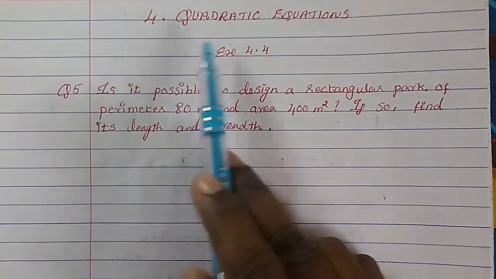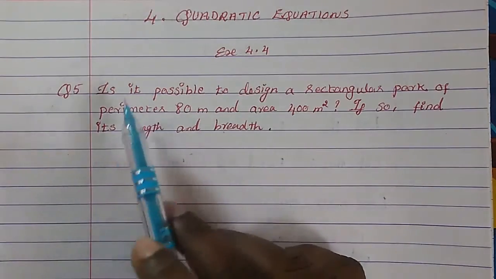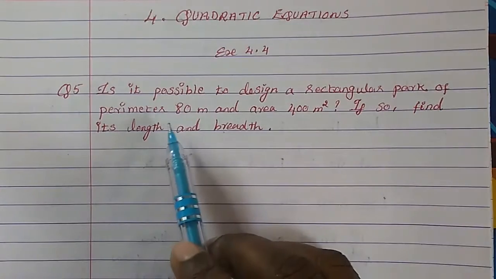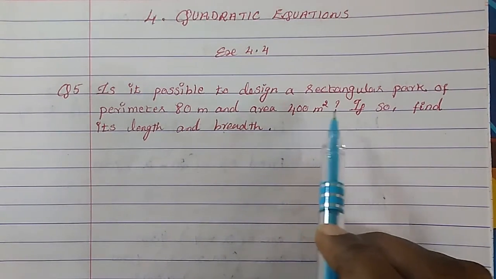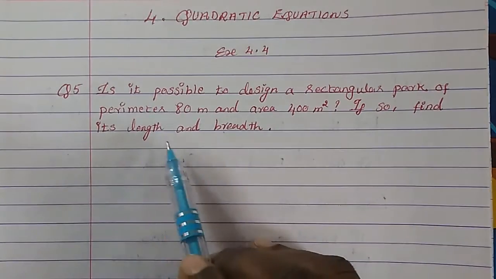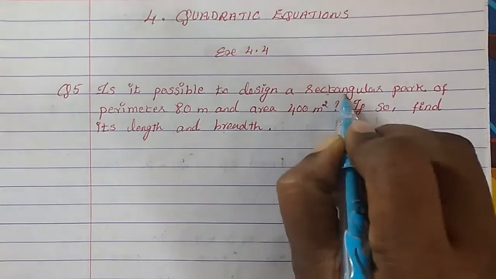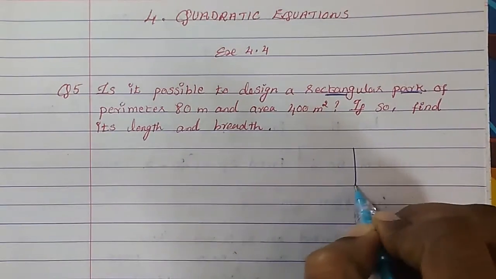Today we are going to study chapter 4 quadratic equations exercise 4.4 question 5. Is it possible to design a rectangular park of perimeter 80 meter and area 400 meters square? If so, find its length and breadth. So first of all let us write rectangular park.